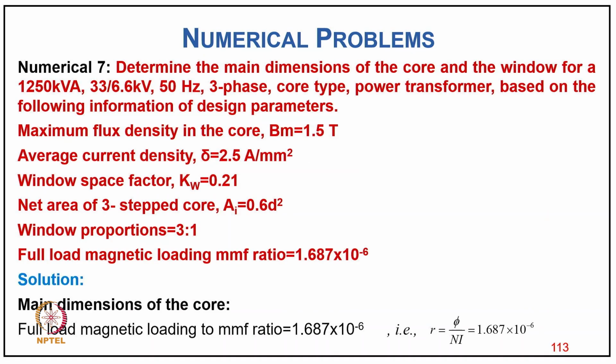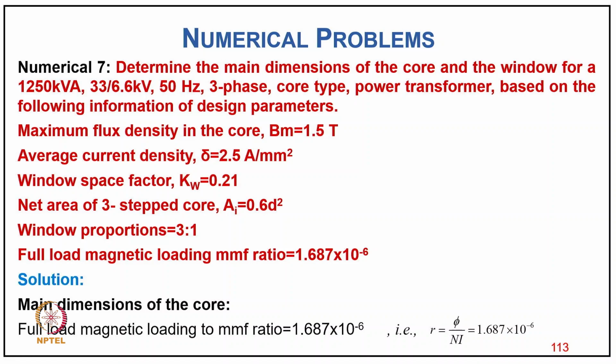Coming to numerical problem 7: determine the main dimension of the core and window for a 1250 kVA, 33 by 6.6 kV, 50 Hz 3-phase core type power transformer based on the following information of design parameters. Maximum flux density in core is 1.5 Tesla, average current density is 2.5 ampere per millimeter square, window space factor of 0.21, net area of 3-step core Ai equal to 0.6 d square, and window proportion 3 into 1, and full load magnetic loading MF ratio is 1.687 into 10 to the power minus 3. So coming to main dimension of the core, full load magnetic loading MF is 1.687 into 10 to the power minus 3.